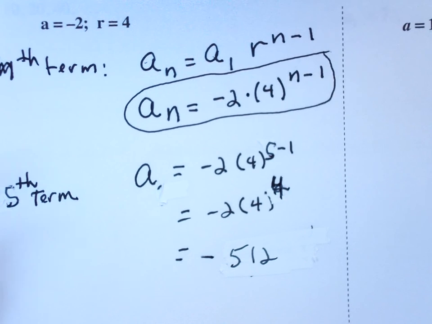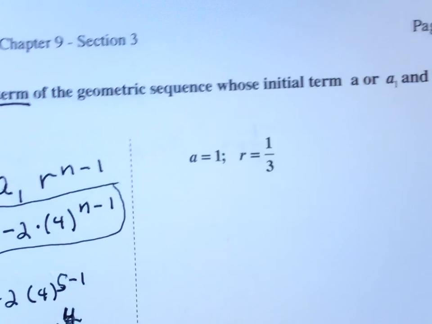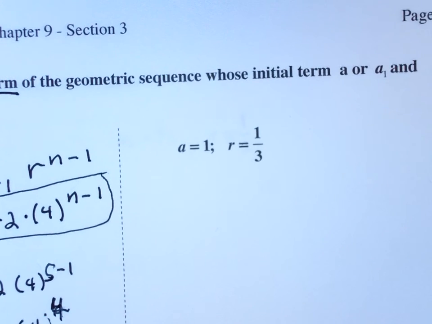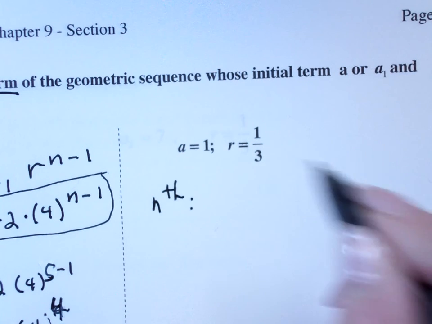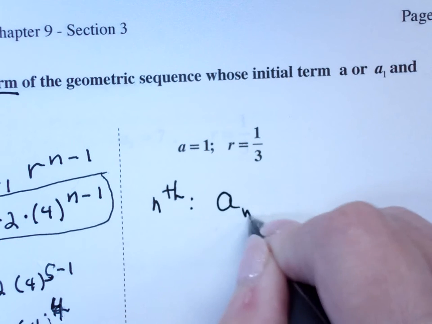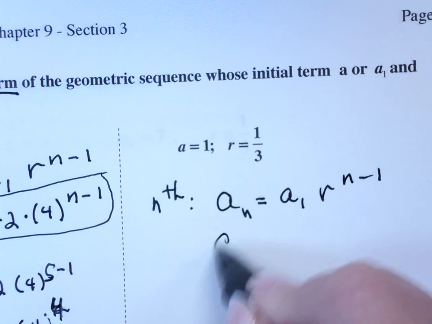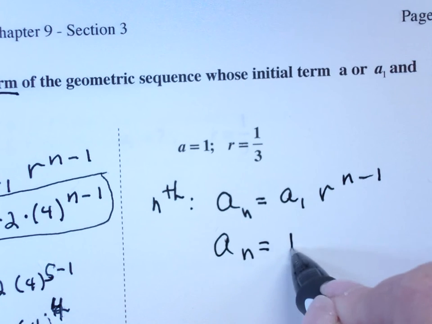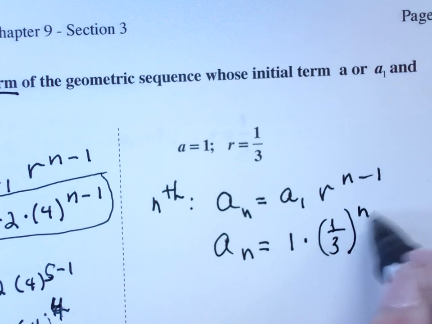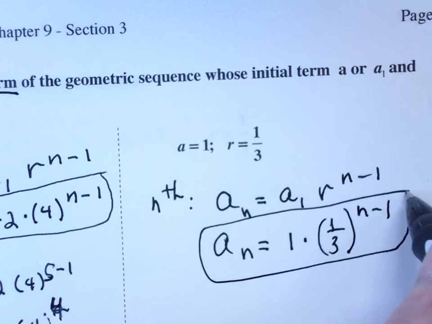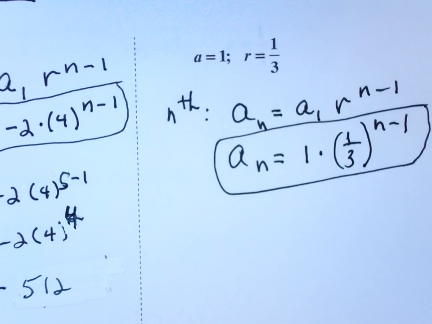Okay, 5th term. With the 8th term, do the same thing. So here we go. We want to find the nth term, so that a sub n is a sub 1 r to the n minus 1, so that a sub n is a sub 1, which is 1, r to the n minus 1. So there's your nth term. And of course, you don't have to include the 1 if you don't want to, because 1 times anything is just itself.